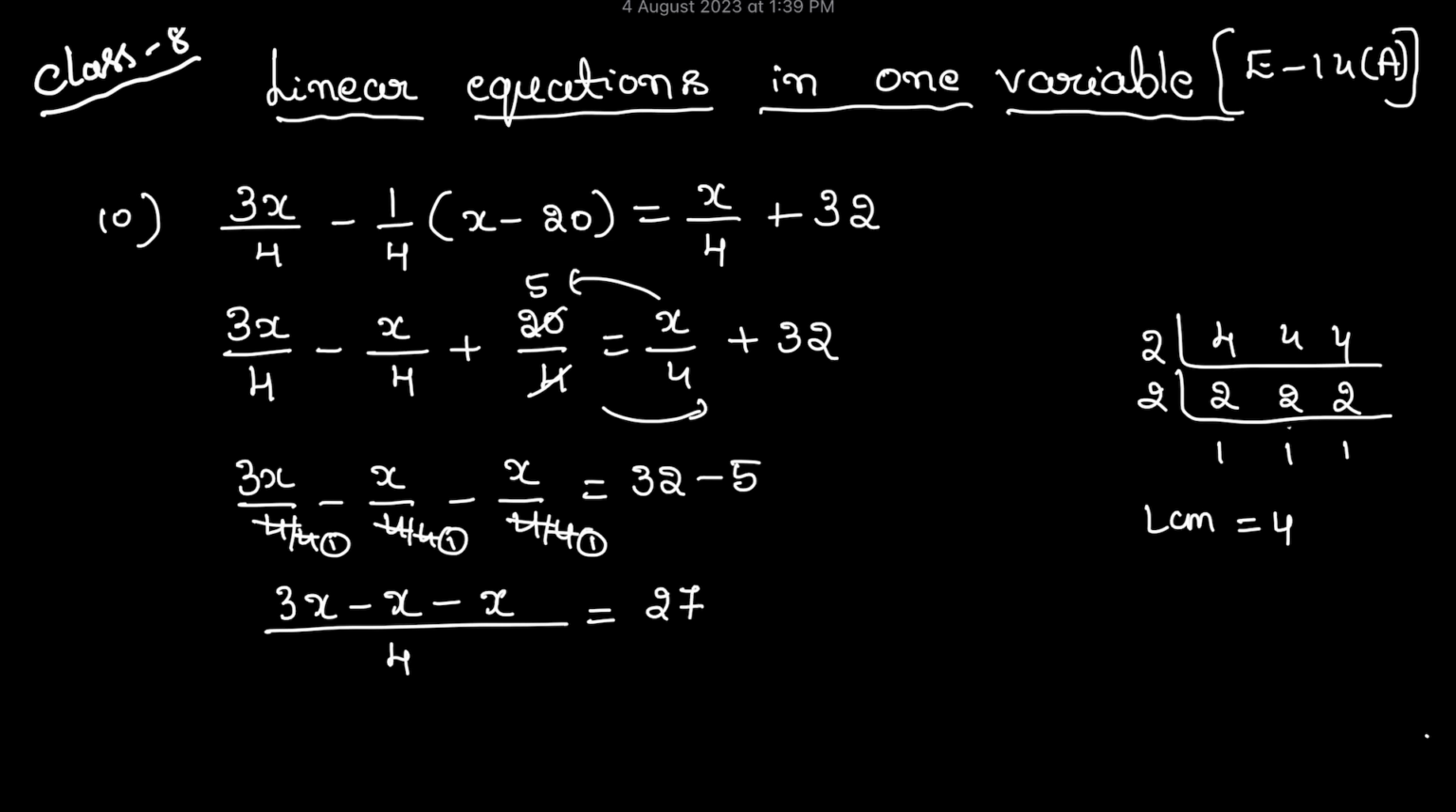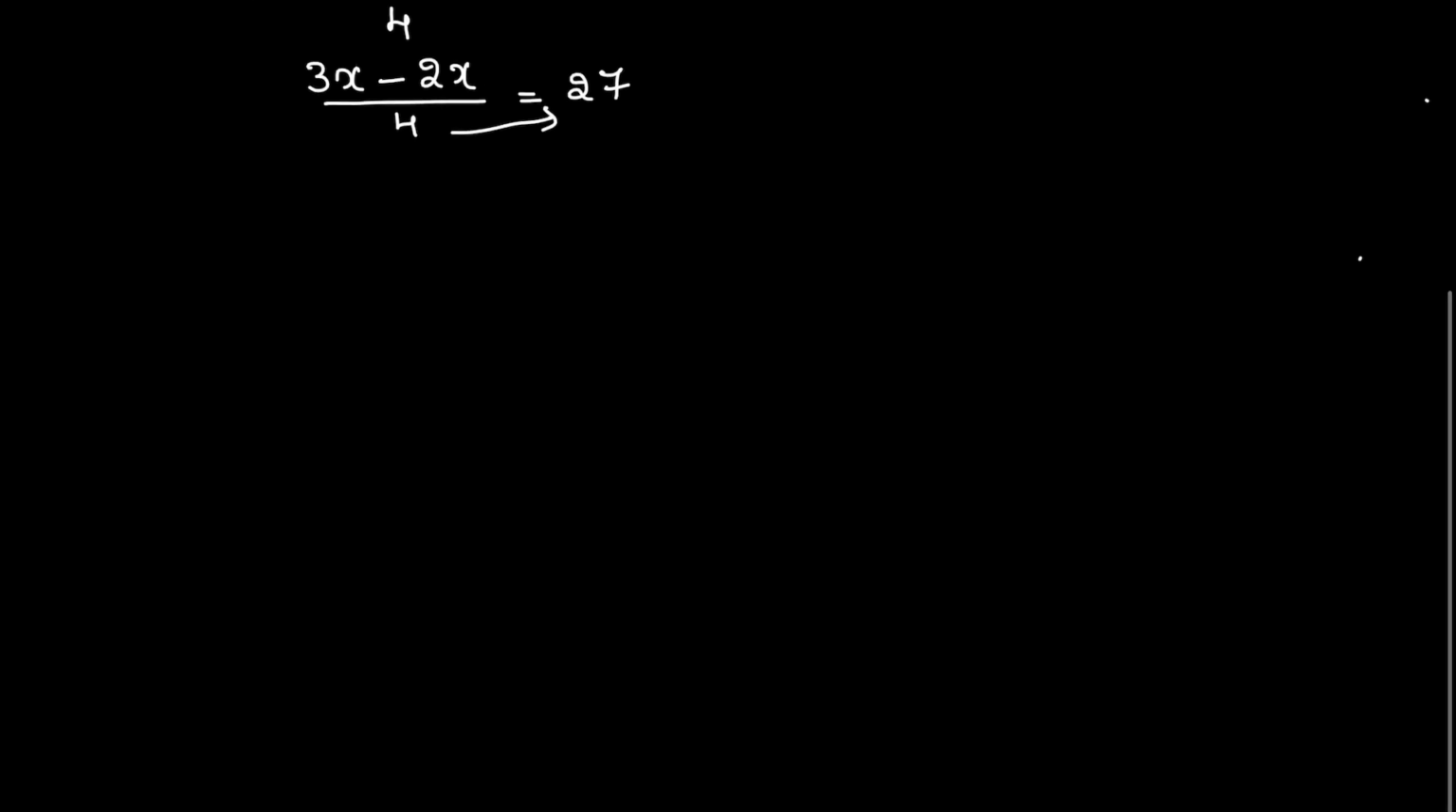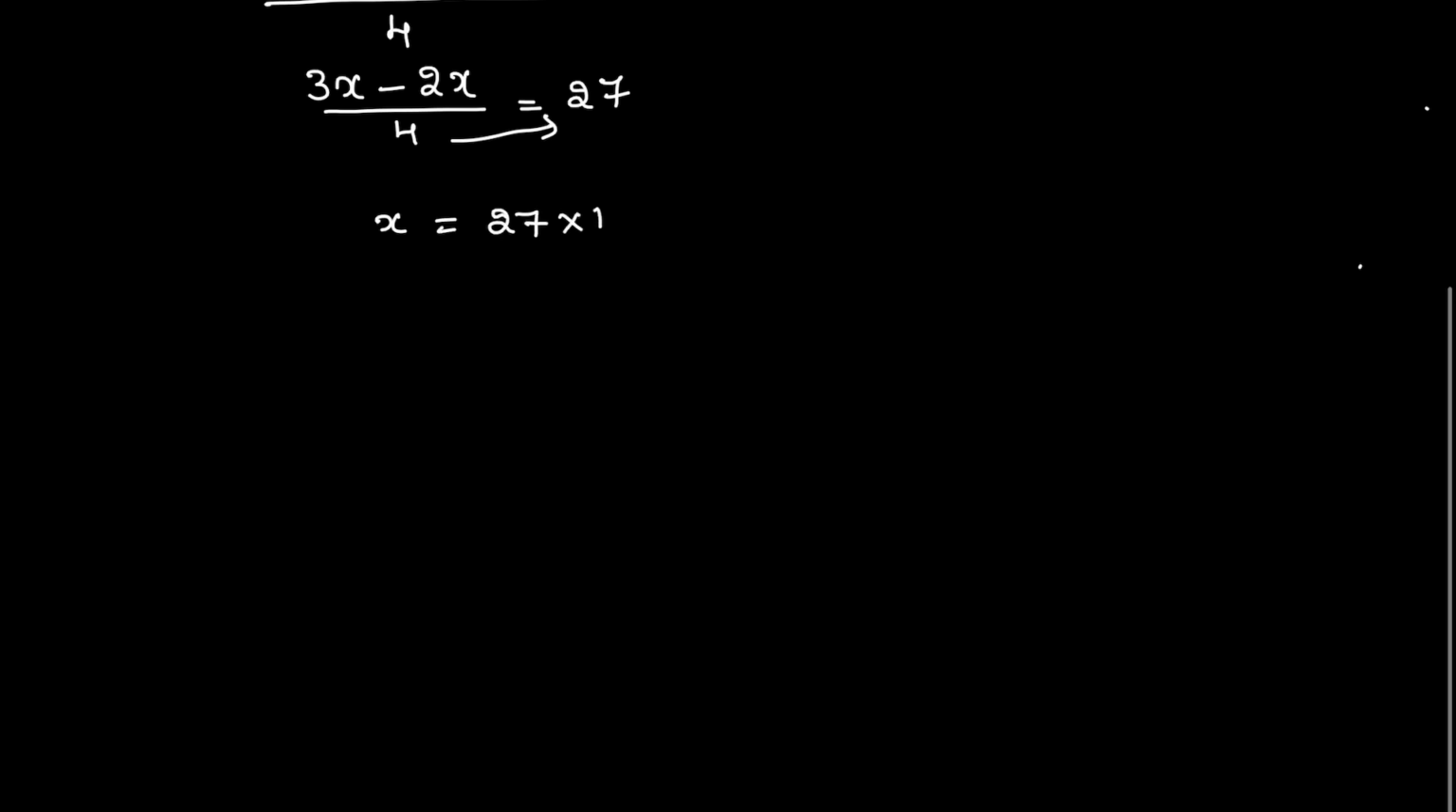So if I solve the numerator, here 3x, if you have the same sign you should add, you will get 2x divided by 4, that is equal to 27. This 4 has to multiply to the right hand side, 27 into 4. In the numerator, 3x minus 2x is x, that is equal to 27 into 4. So x is equal to 108.